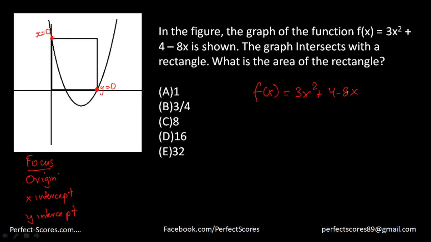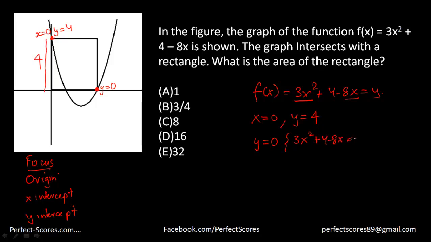Now in this equation, when the value of x is 0, y is pretty straightforward, 4 here, because this becomes 0 and this becomes 0, y becomes 4. That means the value of x is 0, then value of y is 4. That means distance from here to here is equal to 4. And when the value of y is 0, then if I just plug it back into this equation, 3x square plus 4 minus 8x is equal to 0.